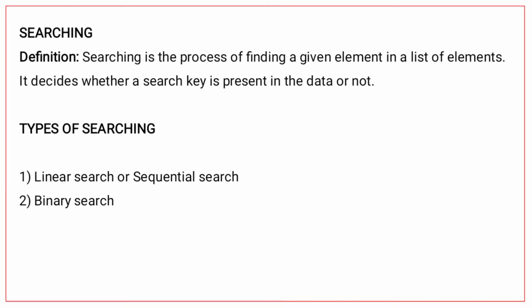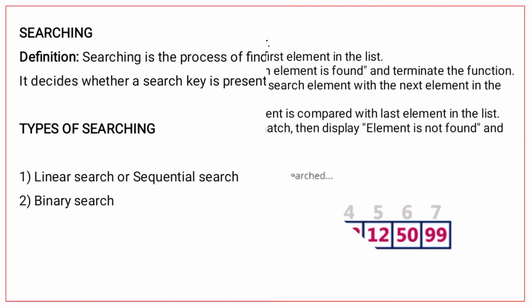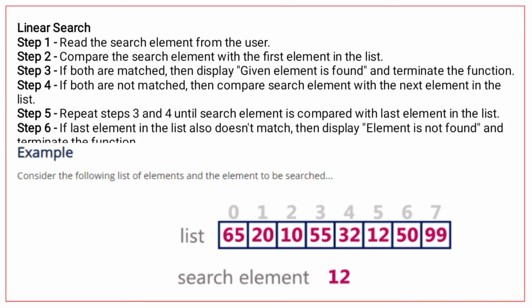There are two types of searching. Number one, linear search, also called sequential search, and second type is binary search. Now first we will discuss linear search. Linear search finds a given element in a list of elements with O(n) time complexity, where n is the total number of elements in the list.